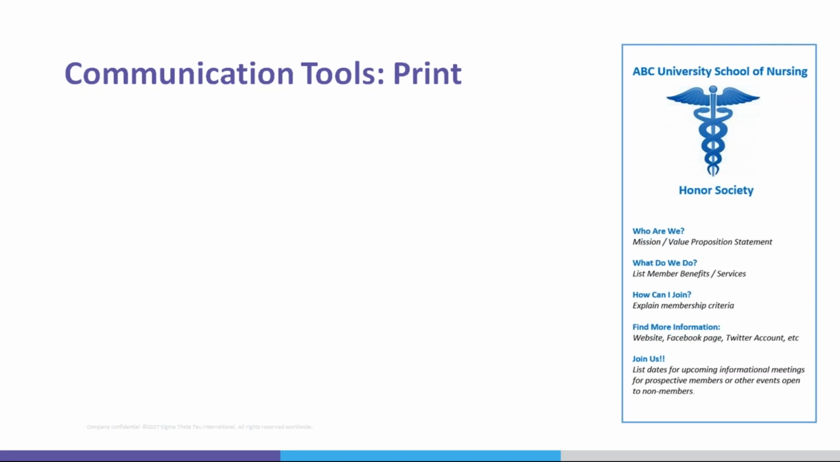You can utilize printed materials to communicate with potential members, active members, inactive members, and non-members, such as potential community partners or nurse leaders. These can be designed by your Developing Honor Society using the consistent style you develop, which we will talk about later in this presentation. You can create a brochure that lists the Honor Society's mission, values, and value proposition statement, as well as a list of member benefits, how someone is eligible to join, and where they can find more information.